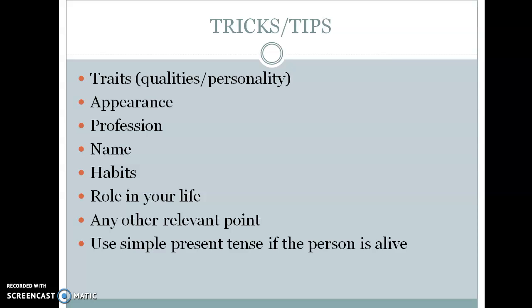If the person is alive, use simple present tense. And if you're writing about a person who is not alive, usually you will use past tense. And when you have to mention the role of that person in your life, in that case you will use present tense, because the role will still be there in your life, right?